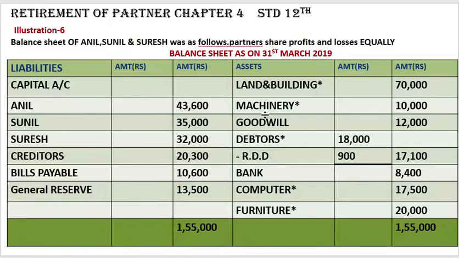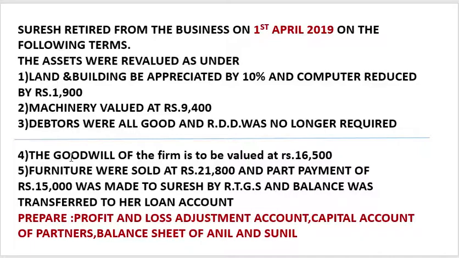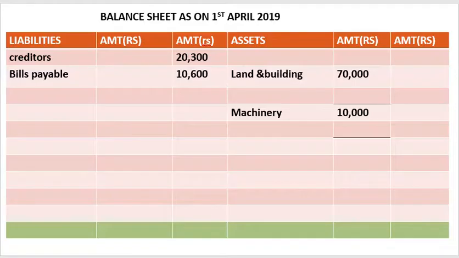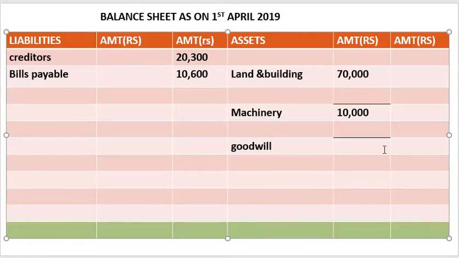Then again after machinery, goodwill 12,000. Goodwill. Now the goodwill of the firm in the balance sheet is given as 12,000, but we have an adjustment on it also. Let us see what the adjustment is. Goodwill of the firm is to be valued at 16,500. So this amount we are going to write on the asset side. Okay, goodwill. How much in the adjustment? It is 16,500.